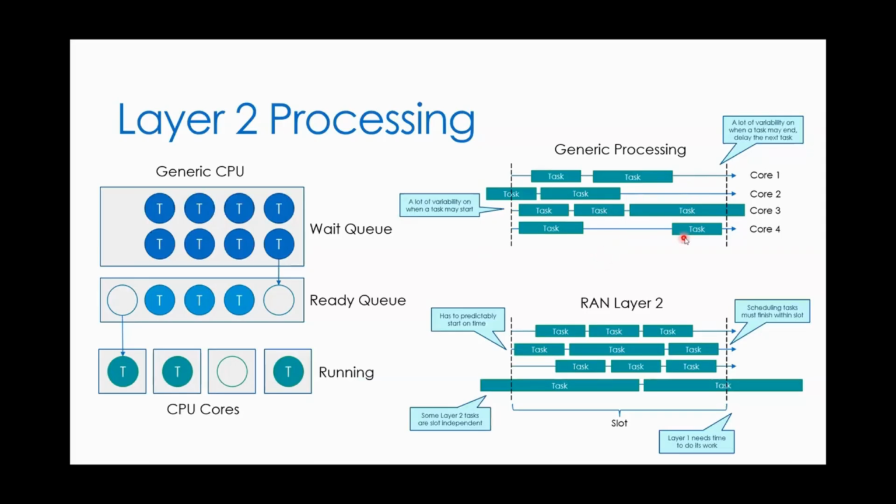So trying to operate on a generic platform that isn't dedicated to that kind of specific timeline scheduling processing is a challenge, because RAN needs to know, or layer 2 needs to know, I need to start my processing exactly at a specific time because I have to get all that work done so I can start on the next slot. And I need to give layer 1 my results so it can go and do its work so I can get it to the radio, et cetera.